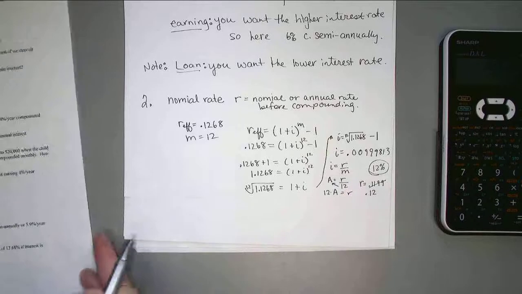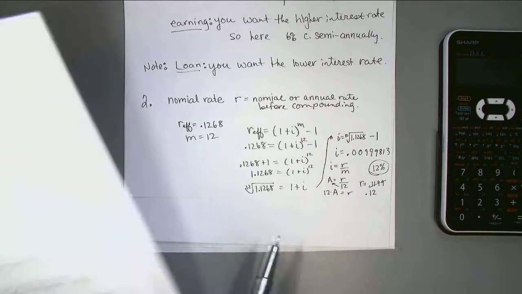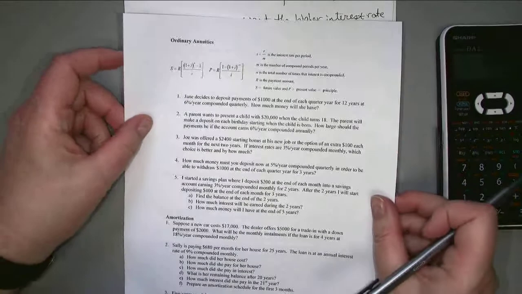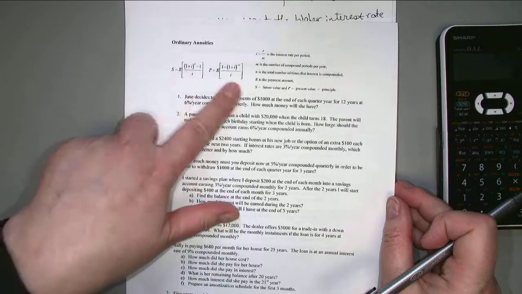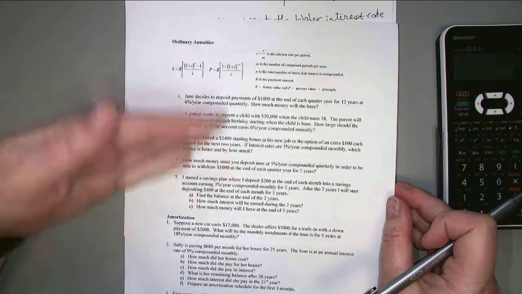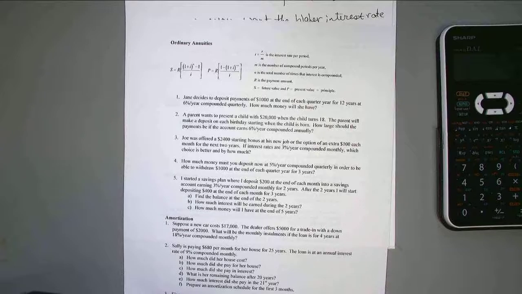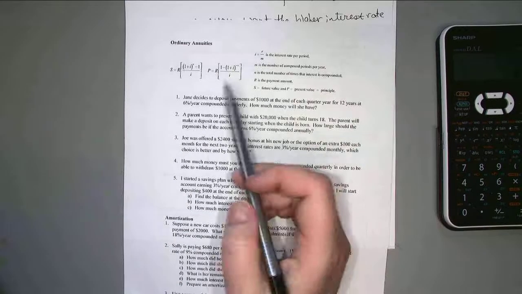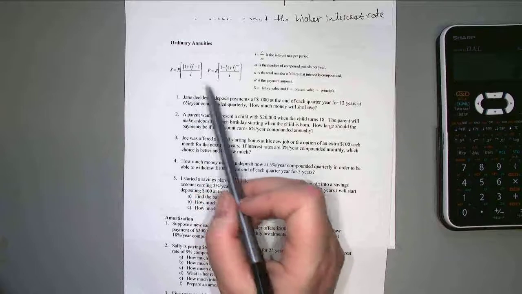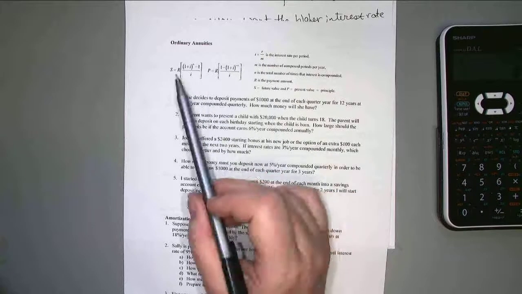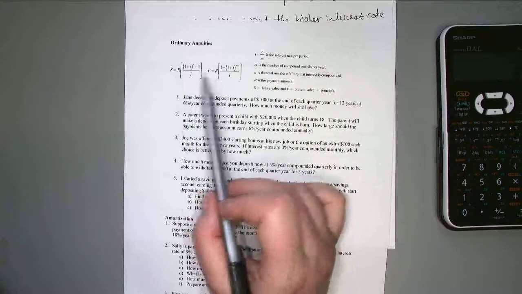Okay, so on the back of the sheet, we've got what are called ordinary annuities, and these are the formulas we're actually going to use for this whole sheet, along with the compound interest formula from the front page. So here we've got the 2 equations, and we've got what everything stands for. I'm going to write them out and just tell you the difference between them.